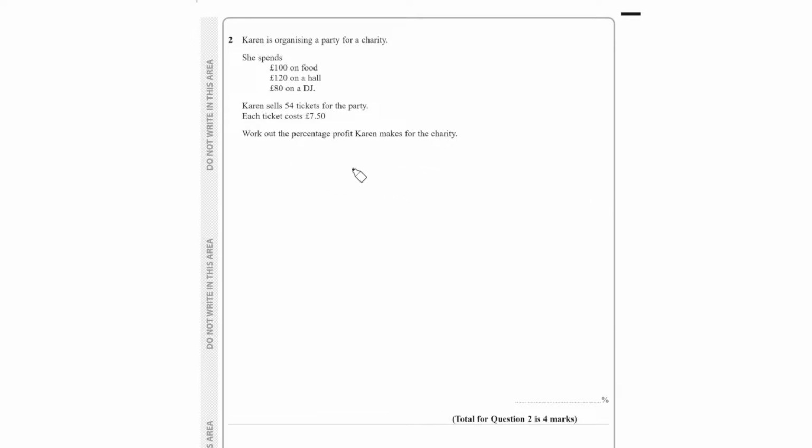So percentage profit has a formula. It's basically the same as percentage change, actually, just obviously in the context of profit. We need to know two values to start with. We need to know the total cost, which is obviously these three things added together. And we need to know the revenue or the sales. How much money did she make from selling the tickets, which is obviously then this part. So total cost, you can either add it up yourself or put it in the calculator, but that should add up to £300.